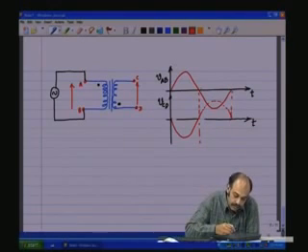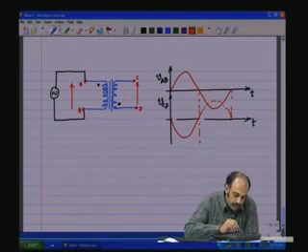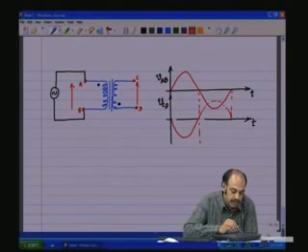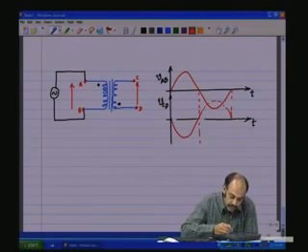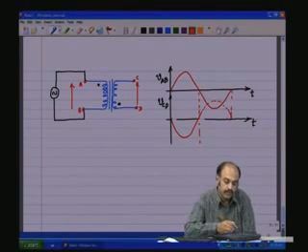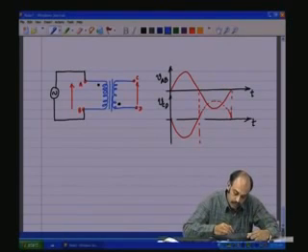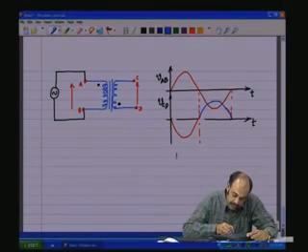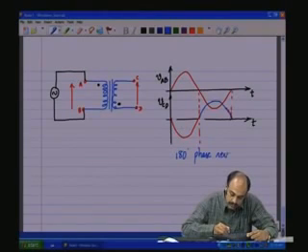And when A is going negative with respect to B, D is also going negative with respect to C. But if D goes negative with respect to C, C goes positive with respect to D, and that is what is happening. CD is positive during this time. So, you see that there is a 180 degrees phase reversal.